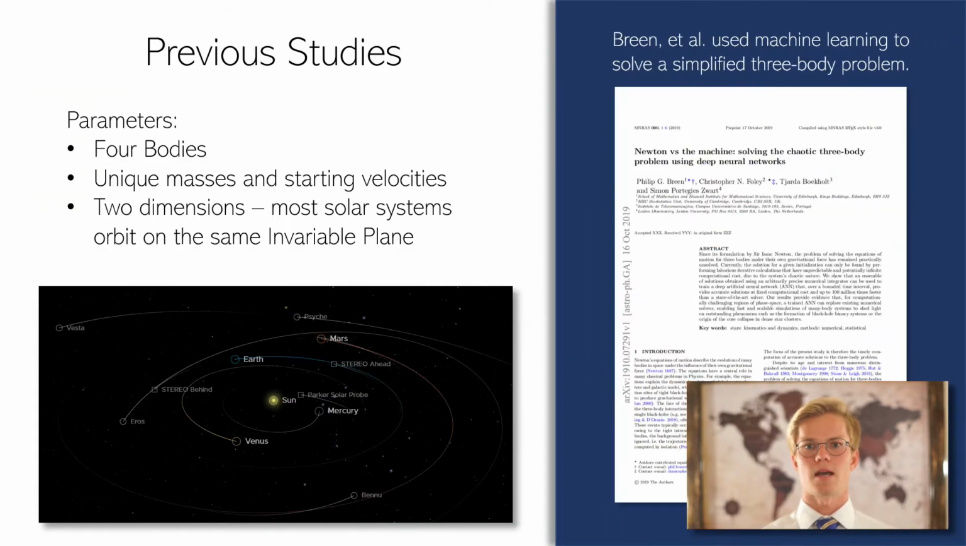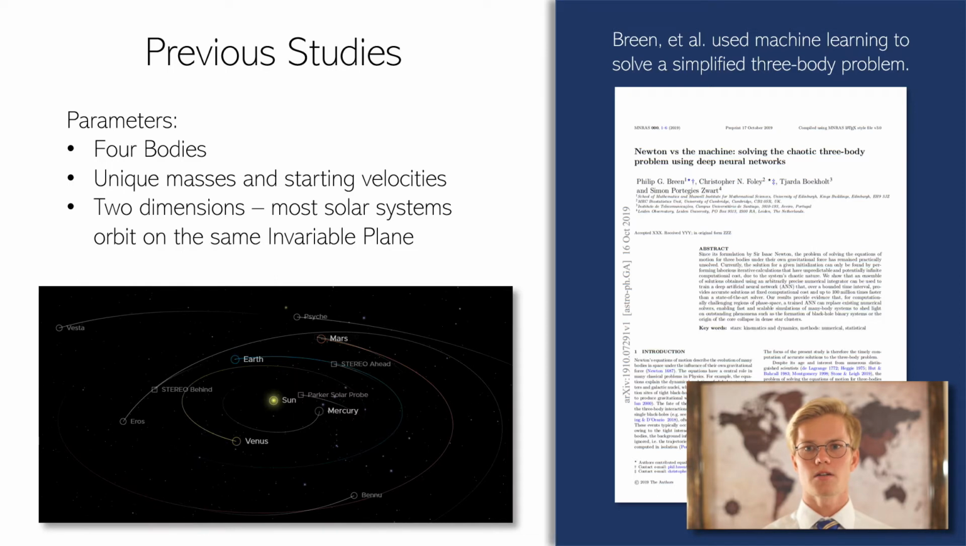I started by establishing parameters. A previous study by researchers at the University of Edinburgh set out to estimate the trajectories of three bodies, each with an equal starting mass and no initial velocity. To parallel more realistic scenarios, I decided to expand this to four bodies with unique masses and starting velocities. Like the Edinburgh study, however, I calculated the trajectories in a 2D plane.